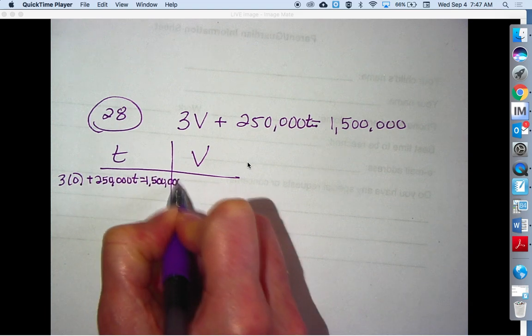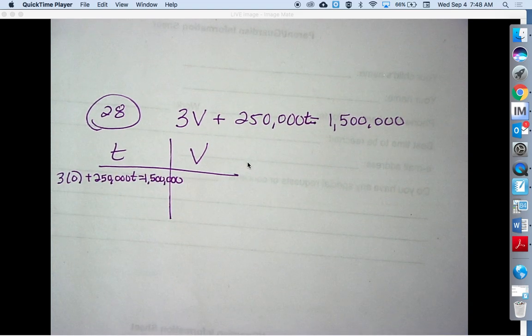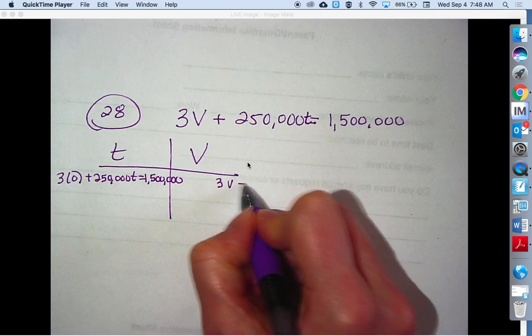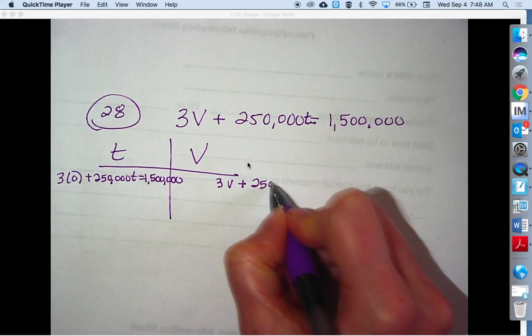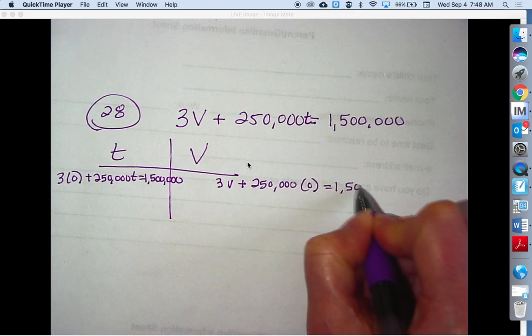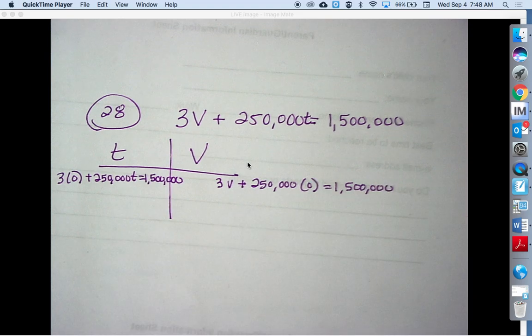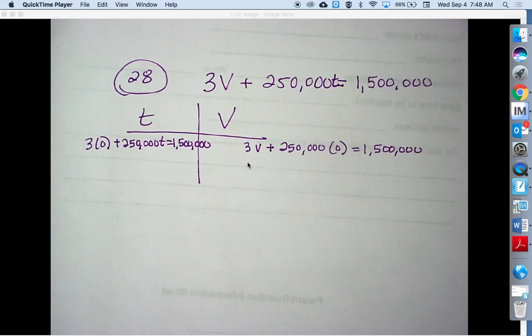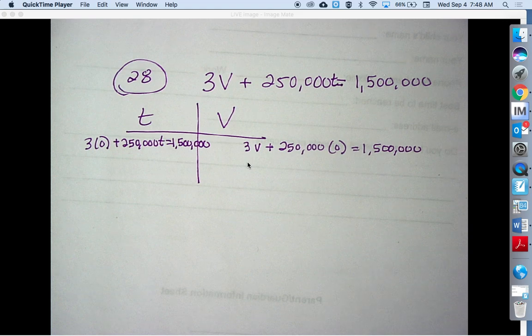Should have given myself more room. And then for the other one, I would want to solve for v, so that means that I am plugging a 0 in for time. So to find the amount of time, I would divide 1.5 million by 250,000. Or to find the value, I'd take the 1.5 million and divide it by 3. So that's how you would be finding those intercepts.